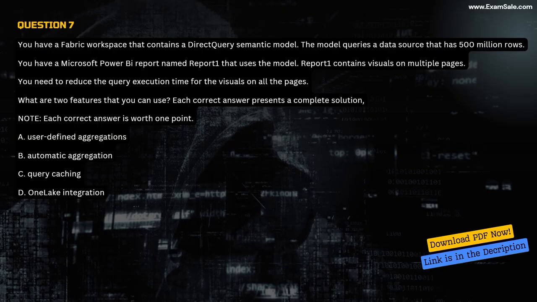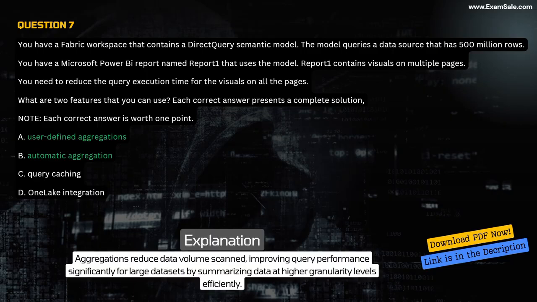A. User-defined aggregations. B. Automatic aggregations. C. Query caching. D. OneLake integration. Correct answer: A and B. User-defined aggregations, automatic aggregations. Explanation: Aggregations reduce data volume scanned, improving query performance significantly for large datasets by summarizing data at higher granularity levels efficiently.